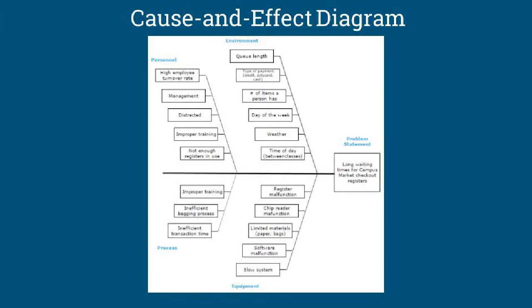There are many possible causes of our above described problem that can be categorized as related to personnel, environment, process, or equipment. Under each category, we identified more precise potential causes for long waiting times at the Campus Market checkout registers. We decided to focus our data collection on number of registers in use, queue length, number of items, and type of payment.